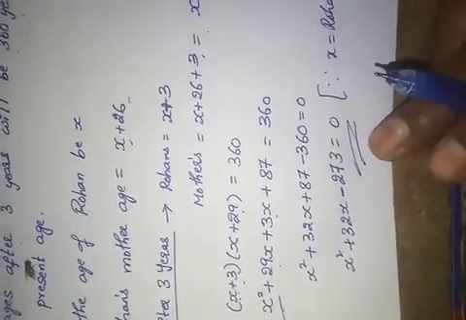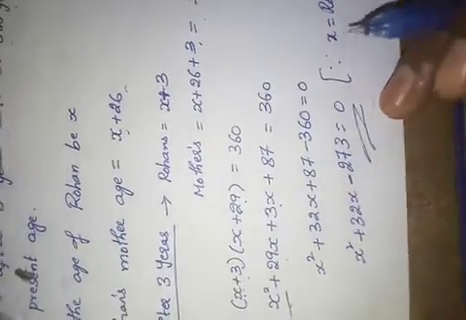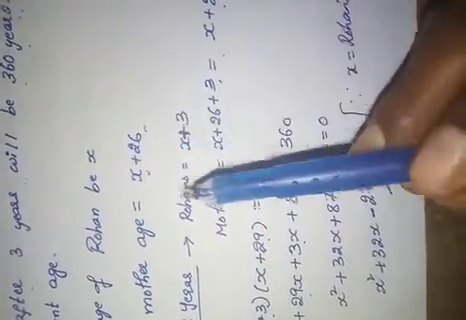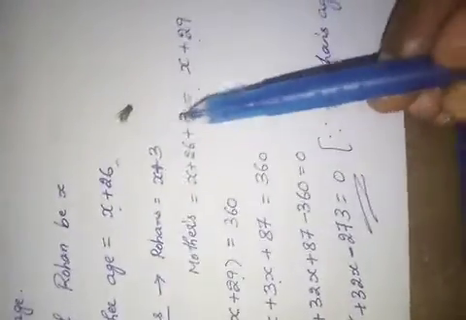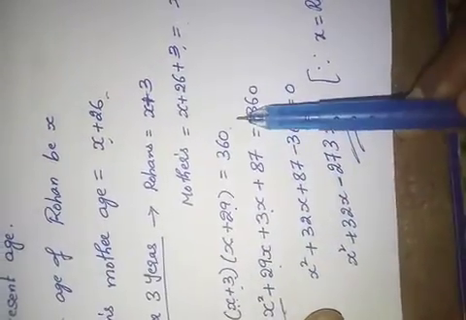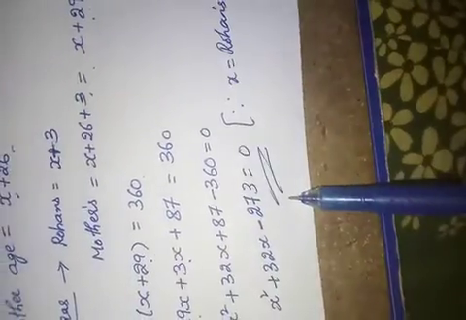Did you understand? Very easy problems, no? First, Rohan's age is x. His mother's age becomes x plus 26. After 3 years, their product is 360, so we add 3 to both. The product is 360, they have given in the question. By solving it we get the quadratic equation. That's all. See the next problem.